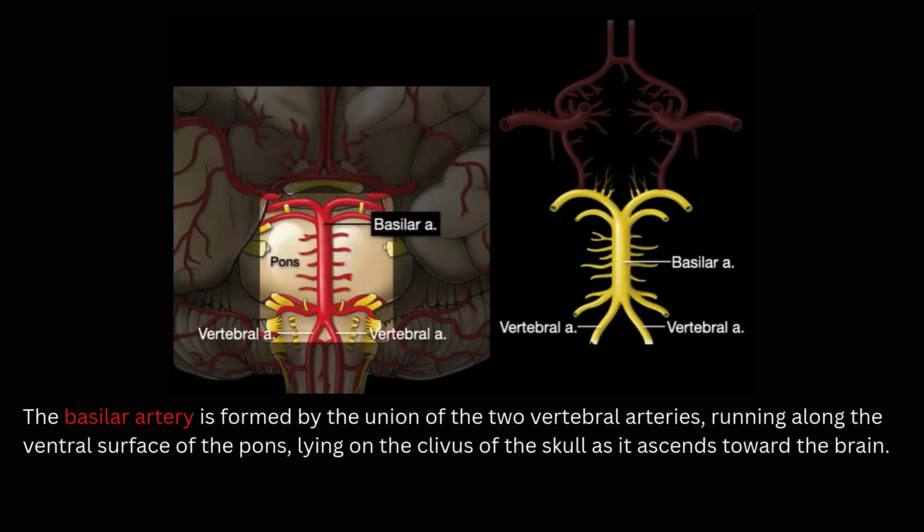Now, the basilar artery is formed by the union of the two vertebral arteries, running along the, sorry, I mean the ventral surface of the pons. So it kind of runs along the surface of the pons itself, lying on the clivus of the skull, ascending towards the brain. So it's kind of like a structure in between, along the pons itself. You can think of it as like the trunk where major arteries branch off it.